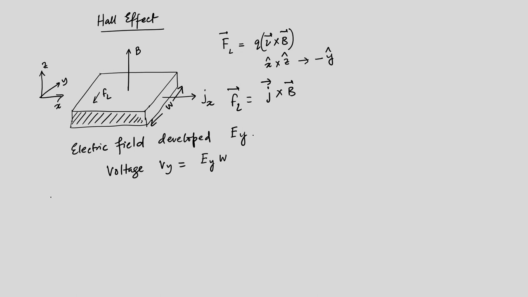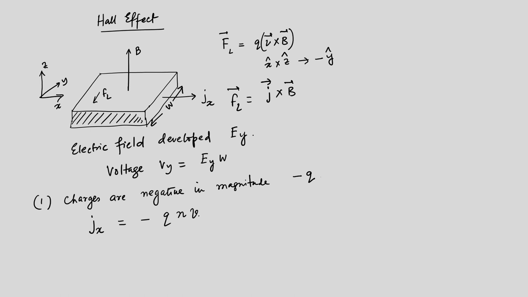Okay, suppose, case one, the charges are negative in magnitude, which are electrons. So the charge is minus Q, and in that case one has J_x equal to minus Q n V_x, n being the density of the carriers, and because the charges are flowing along the X direction. Q is of course the magnitude of the charge, and n is the density of carriers.